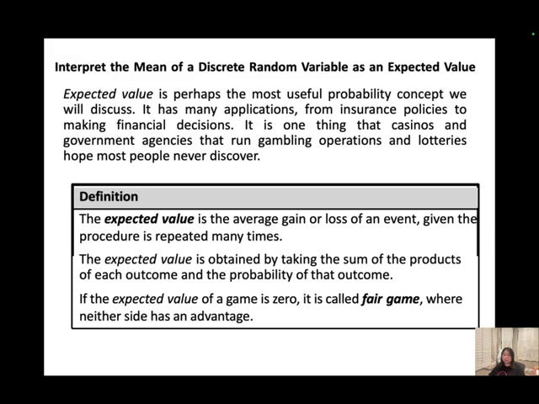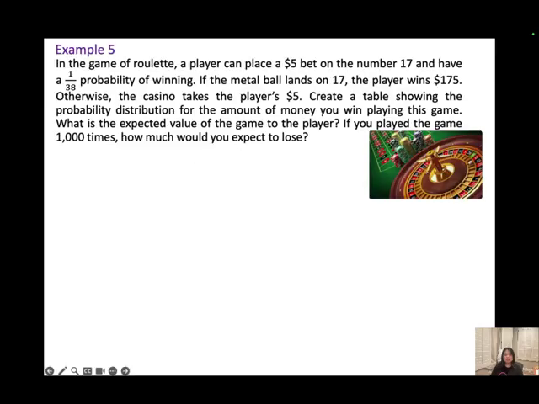If the expected value of a game is 0, it is called a fair game, where neither side has an advantage. So in the casino, we could try to calculate the expected value of that game. If you find that it's equal to 0, it means the game is fair.